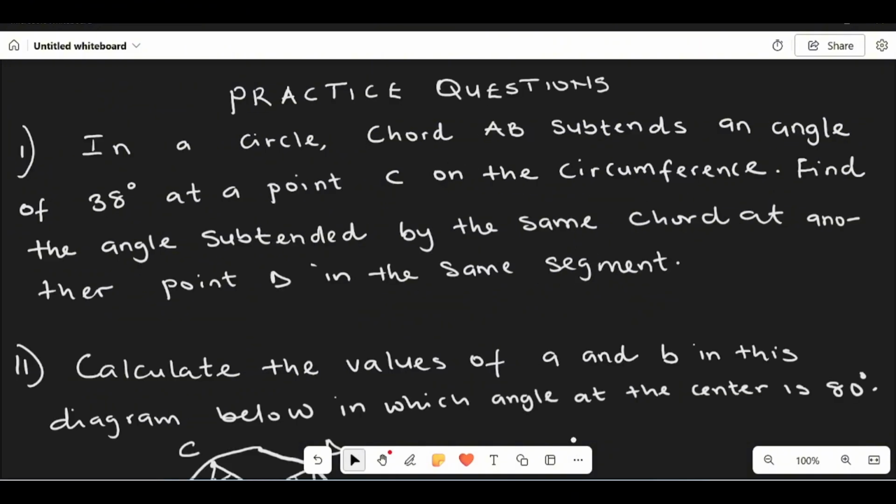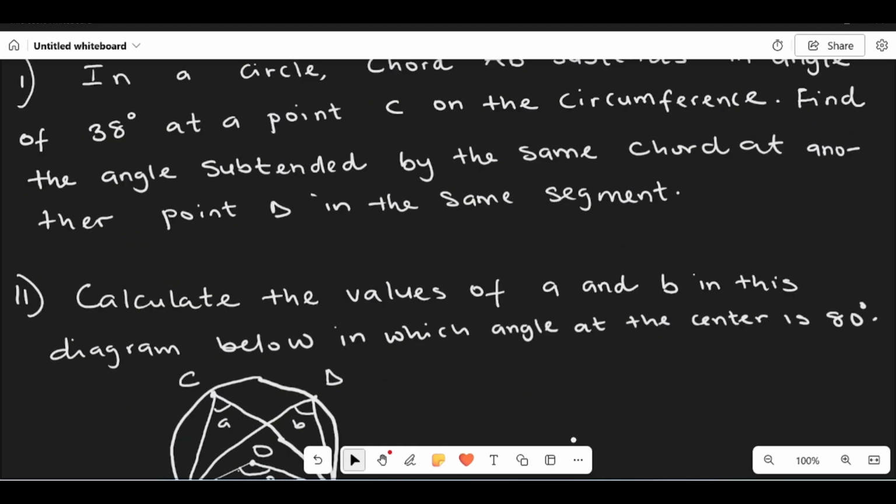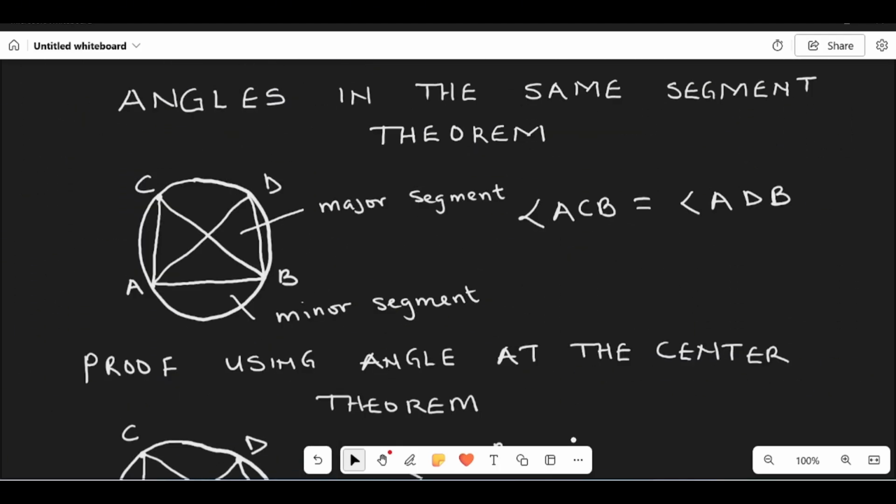Practice questions. To recap, angles in the same segment of a circle are always equal. In the next video, we'll continue with more powerful circle theorems.